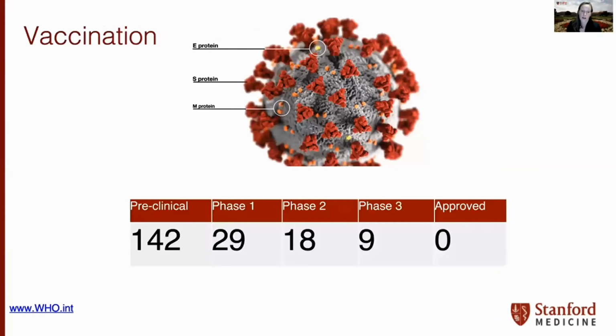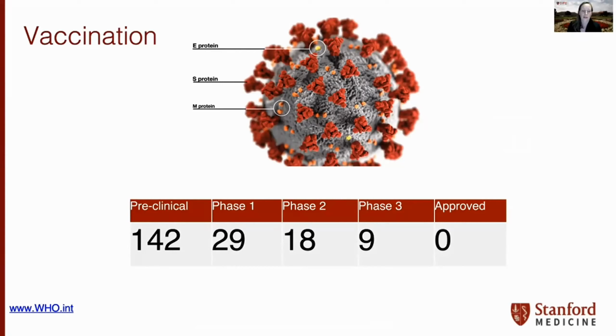Of course, we are all anxiously awaiting the development of an effective vaccine. You can see the structure of the coronavirus particle at the top of this slide. The S, or spike protein, is the major target for vaccine development. There are over 100 vaccines in development currently, with a few undergoing clinical trials, now currently 9 in phase 3 trials. Preliminary data suggests some vaccines are safe, tolerable, and effectively induce neutralizing antibodies and specific T-cell response.